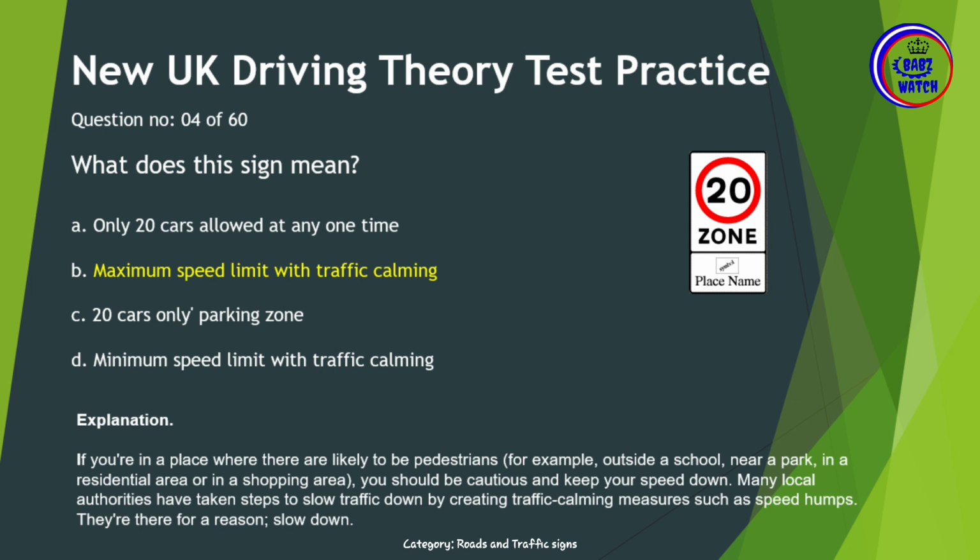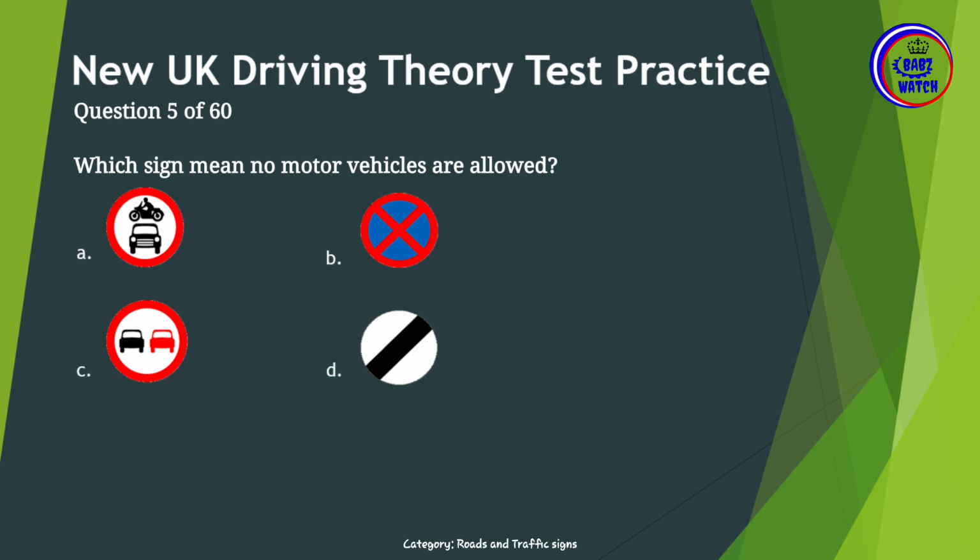Explanation. If you're in a place where there are likely to be pedestrians, for example, outside a school, near a park, in a residential area, or in a shopping area, you should be cautious and keep your speed down. Many local authorities have taken steps to slow traffic down by creating traffic calming measures such as speed humps. They're there for a reason. Slow down.